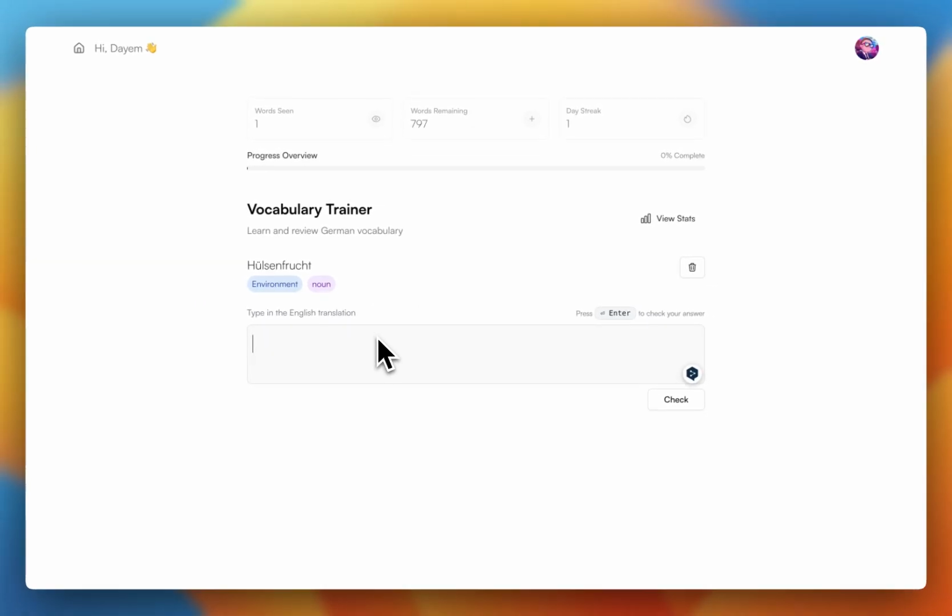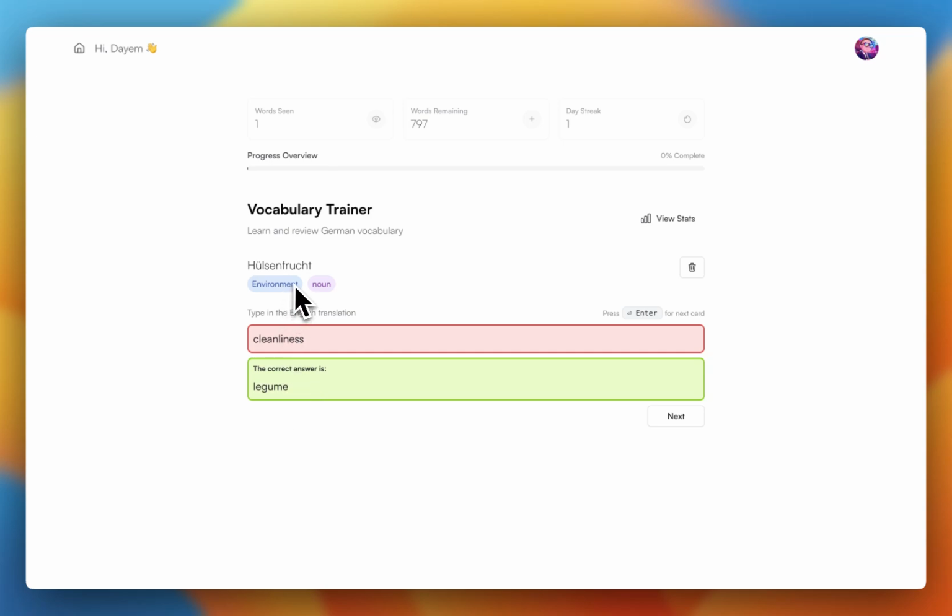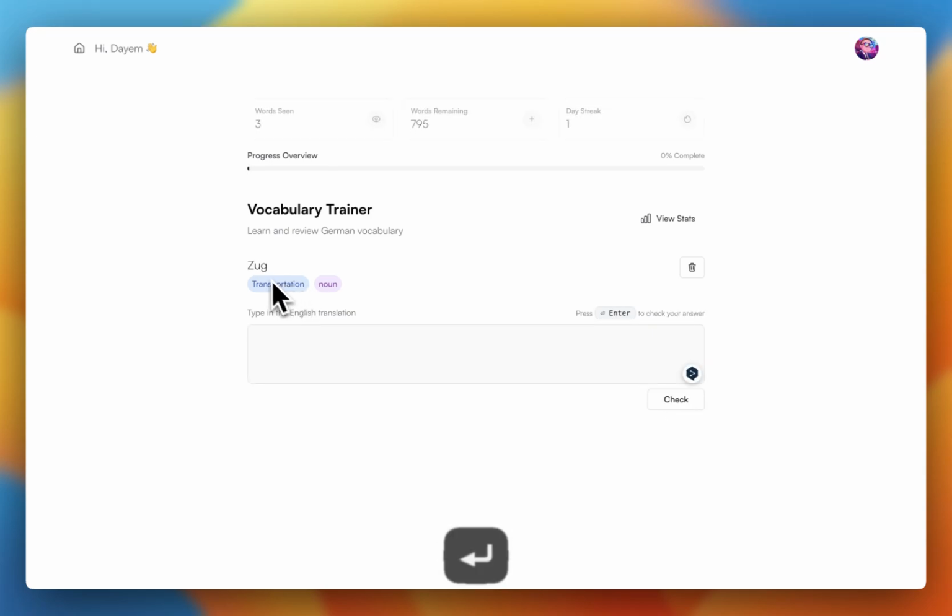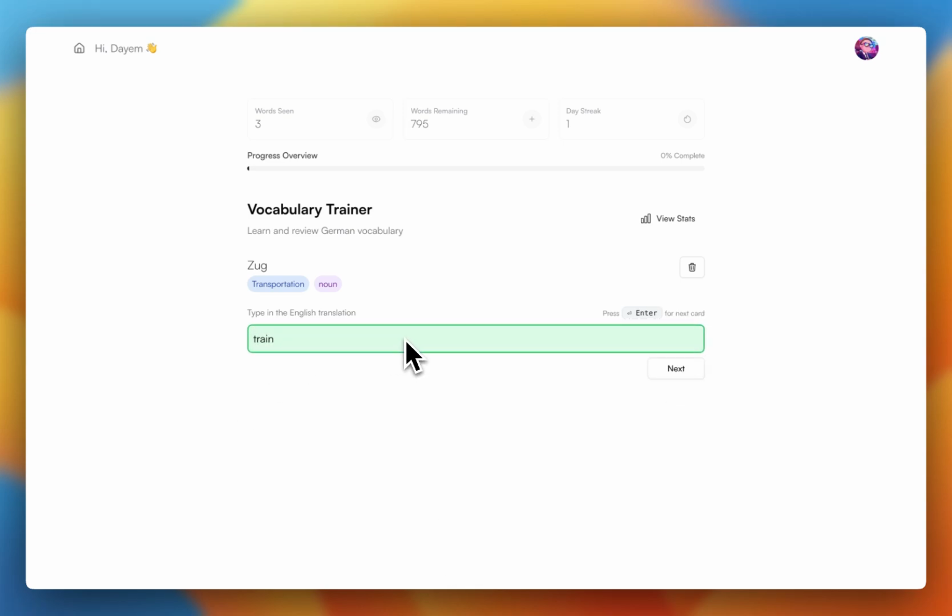And then I can also say cleanliness. This word means cleanliness, which probably is wrong. And it means legume, which is like a food to eat. Zug means train in German. So if I get it correct, then it says, okay, my answer was correct. And then at the top, people can see all the stats.